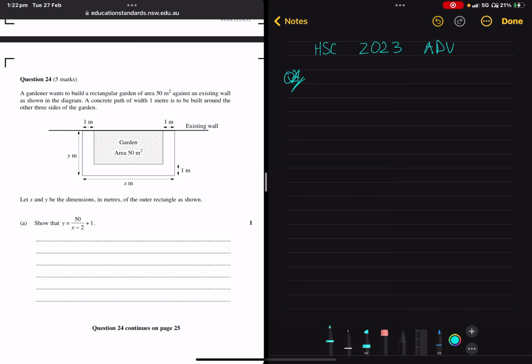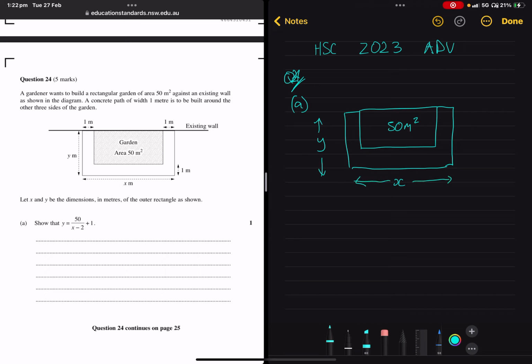Okay. Well, we know the area of the garden is 50. So this is just part A. This is our setup part. This is a calculus optimizations question, and there's usually a setup part. Sometimes you get marks for it, sometimes you don't. So we know this is 50 meters squared, and we know this is y, and we know this is x. But we also know that this is 1, and this is 1, and this is 1.